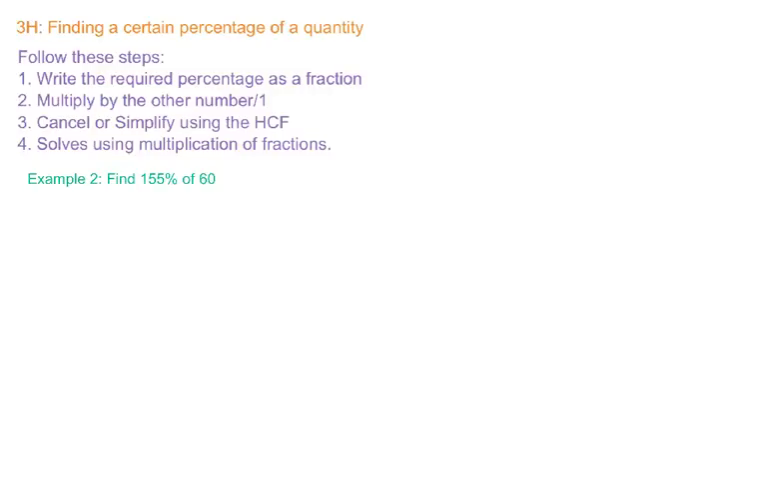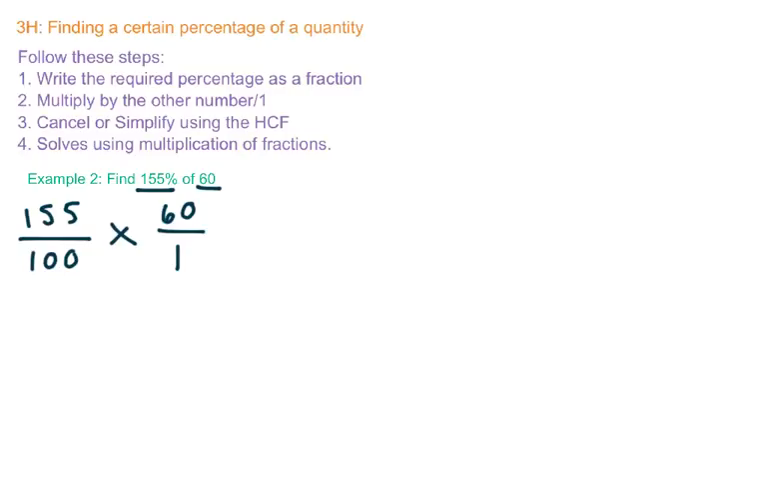Alright, for example 2, very similar question to the one before, just dealing with different values. So we'll follow the purple steps and hopefully we'll have no dramas finding what 155% of 60 is. Okay, so step 1, write the required percentage as a fraction. Alright, so the percentage is 155%. Now we know that percent stands for out of 100, so we're going to write 155 out of 100. Moving on to step 2, multiply by the other number over 1. Well, the other number is 60, so we're going to multiply by 60 over 1.